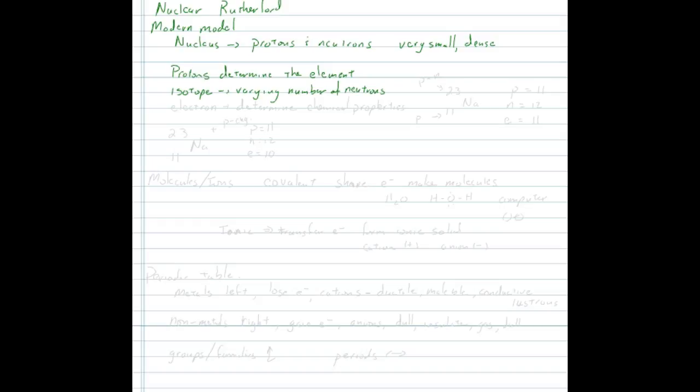And then electrons: what the electrons do is they determine the chemical properties. Whether you have full shells, where you have full shells is inert, one fewer, one extra.